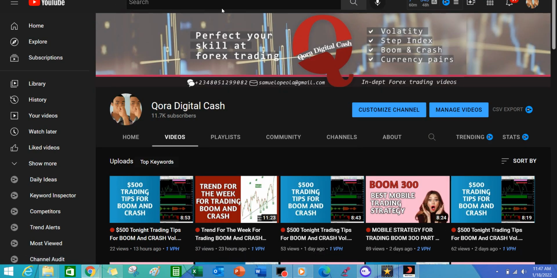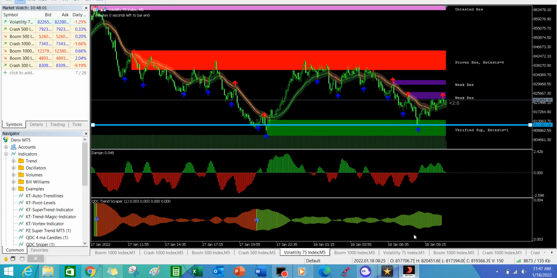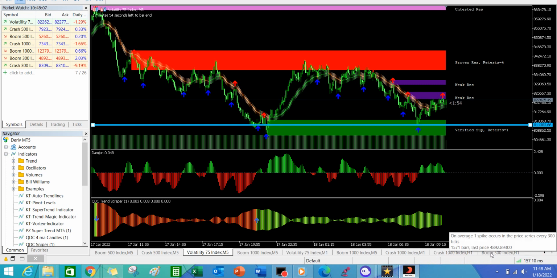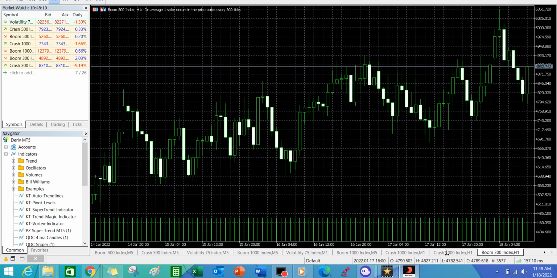Okay guys, just the way you have known, it is always important you understand the assets you want to trade. Once you have a good knowledge of the assets you are trading, then you will be able to trade it well. So this is Boom 300, and I'm going to bring in my setup on it. I'm going to do that right away. So once that is done, then we will be able to go on with whatever we want to do.